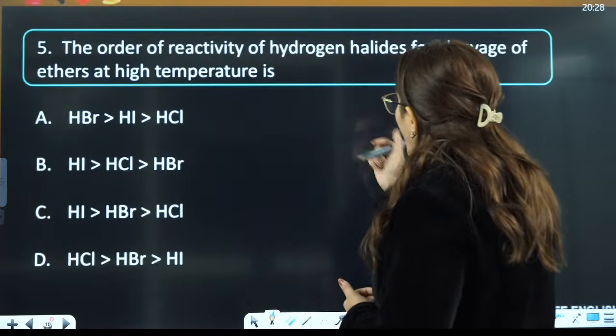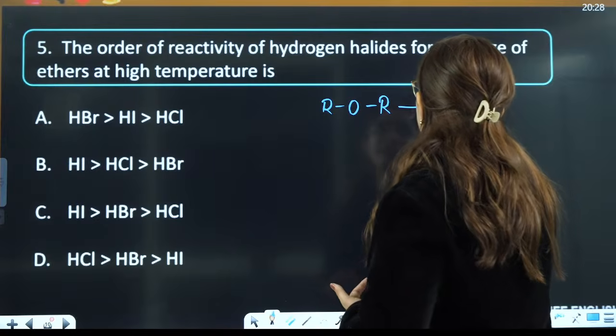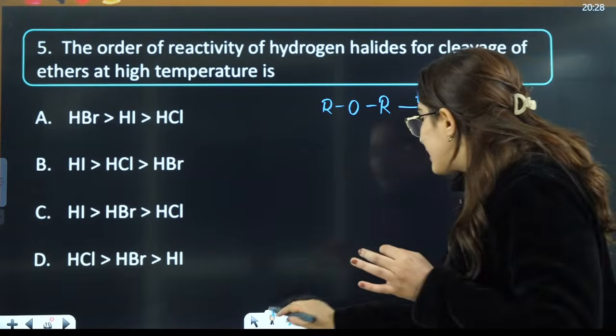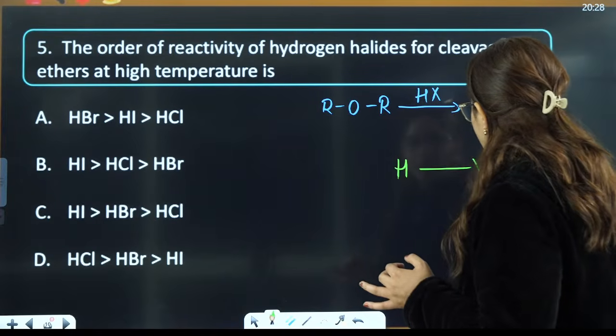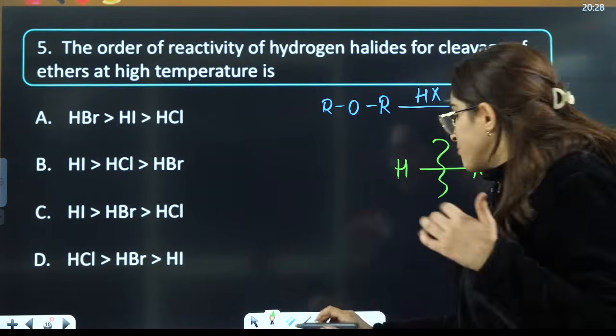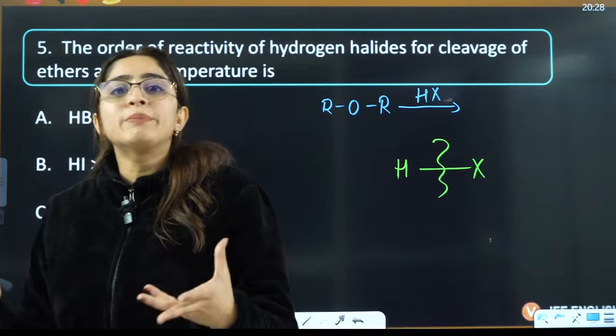Now, whenever we talk about that, for example, you have any ether like this, you react it with any HX. Now here, what actually happens? You need to break this bond. This HX bond will break here. The easier it is to break the bond of HX, the more will be the reactivity.